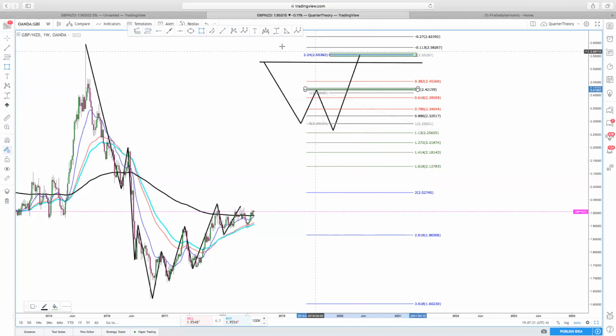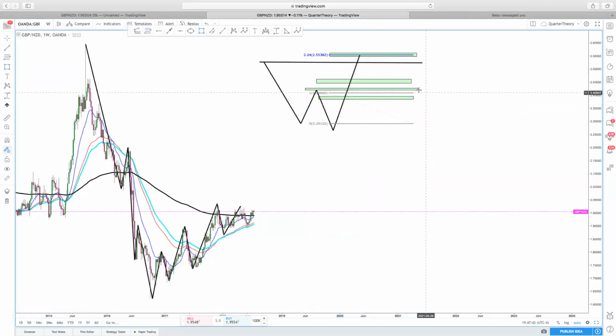So you have the 50%, and you also have your 61.8 as well. Again, if you want to use the 382, you can make it three take profit zones. So again, I'm going to write all this down for you.